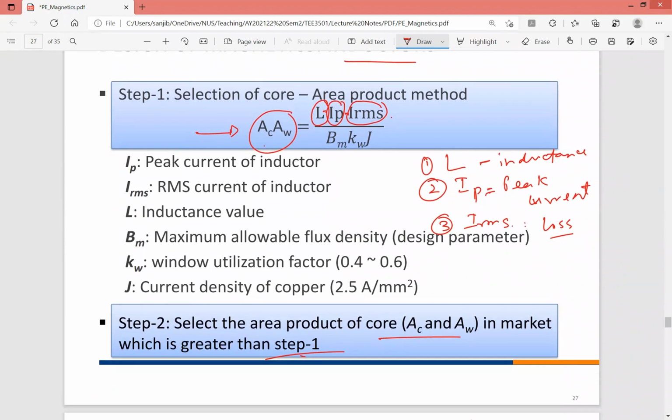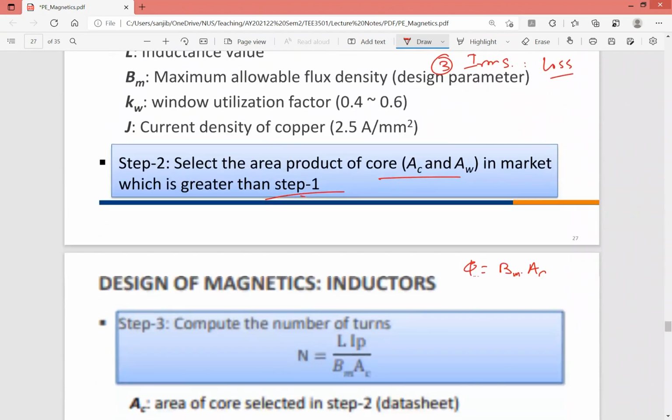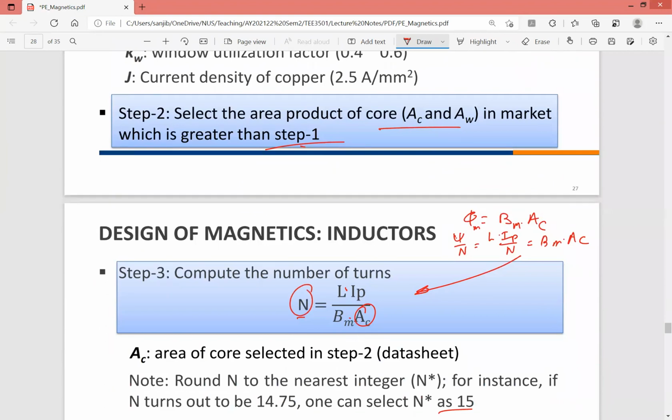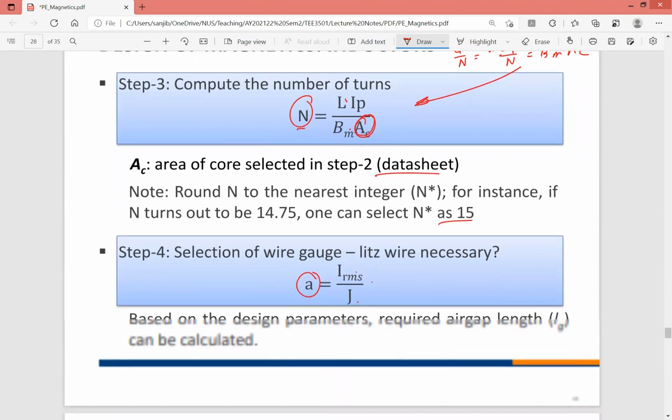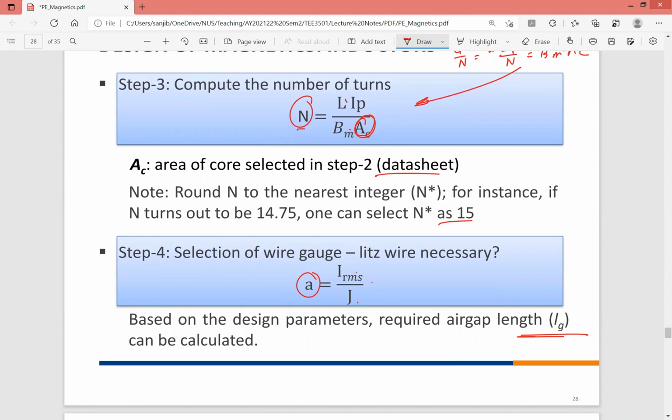Once you know these three, you can find this product term. This product will lead you in the catalog to one core that has this area. Once you choose that particular model or size, it will give you the different dimensions, etc. The next step is to find the number of turns in the winding of the inductor. For that, you need the inductance, the peak value, and the core area which you would have picked from the data sheet. You then choose the size of the conductor according to the RMS value. You see why peak current is used: peak current is used in choosing the number of turns, and RMS value is used in finding the area of the wire.